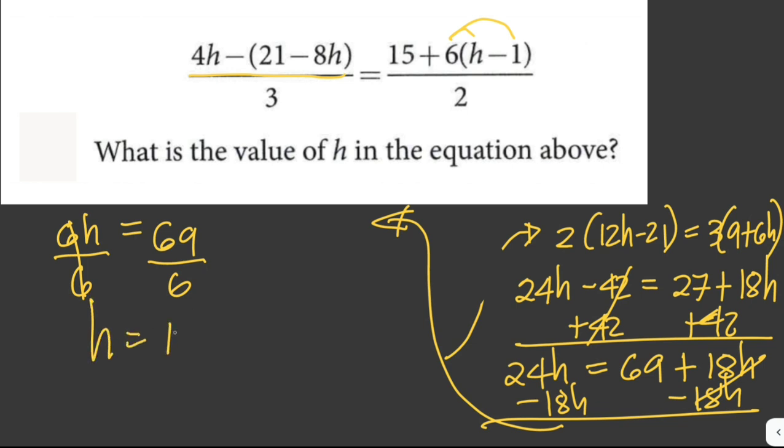So the answer is 11.5. Or you can reduce 69 over 6 into another fraction in its simplest form. So both are divisible by 3. So we can write 69 over 6 as 23 over 2.